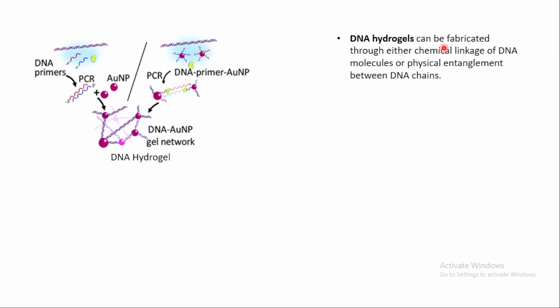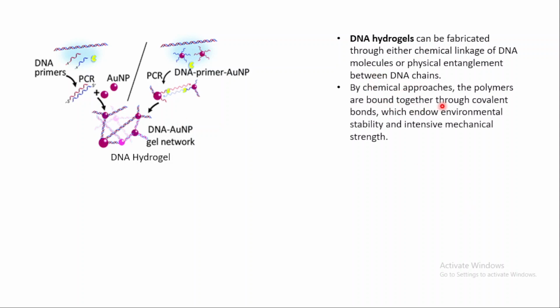DNA hydrogels can be fabricated through either chemical linkage of DNA molecules or physical entanglement between DNA chains. So here we saw chemical linkage of DNA molecules to the end of gold nanoparticles. Otherwise, there can also be physical entanglement between DNA chains, because if there is a lot of amplification of PCR and there are nanoparticles involved, the replicated amplified strands can physically entangle between themselves and cross-link to form a DNA hydrogel.